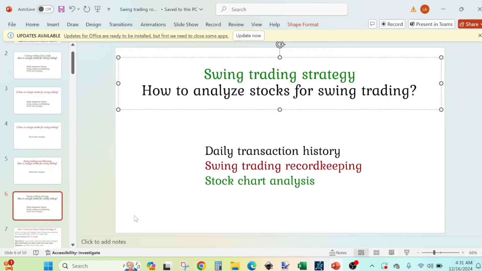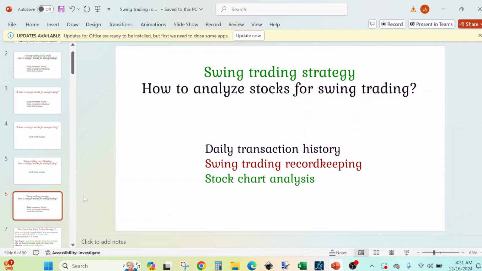Hello, swing trading strategy. How to analyze stock for swing trading. We are going to quickly do our swing trading record keeping and analyze the chart to see if we can find something to swing trade today, December 16, 2024.